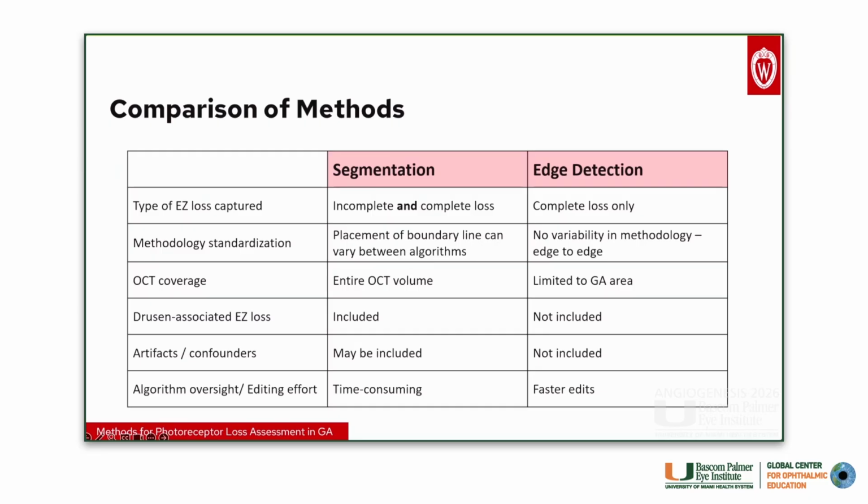Segmentation covers the entire OCT volume, so reviewing each B scan and editing can be time consuming, whereas edge detection is faster because you're only looking at short areas. It does ignore the regions of drusen-related EZ loss with edge detection, so that's something to consider.